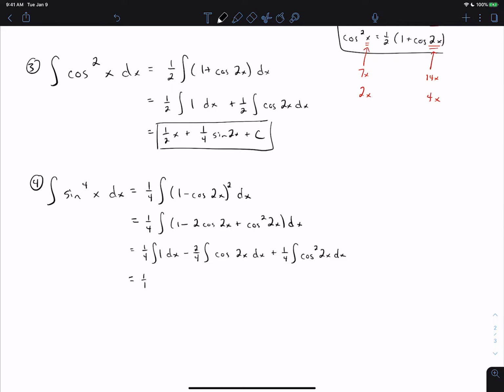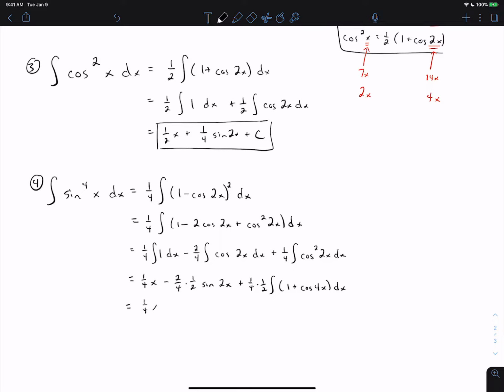So we get 1/4 x for the first integral. I'm going to leave this as 2/4 just so it's clear where that's coming from, but then we get a 1/2 from the u substitution that we're just doing in our head on cosine of 2x. And then we're going to use the identity here and get 1/4 times 1/2 times the integral of 1 plus cosine of 4x dx.